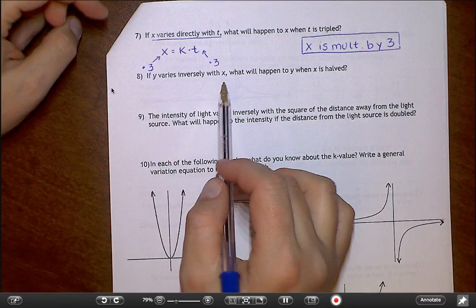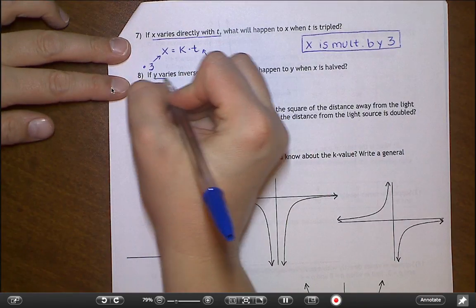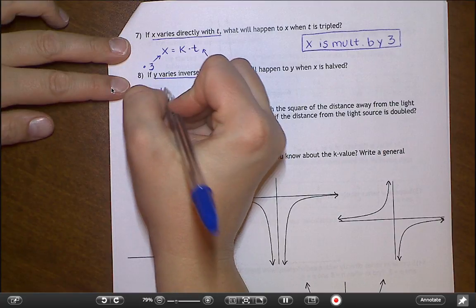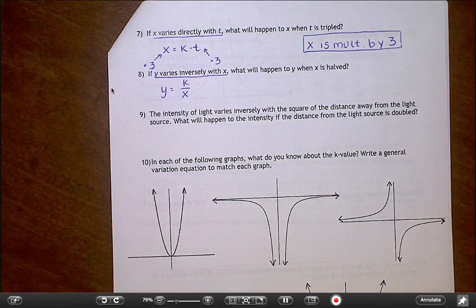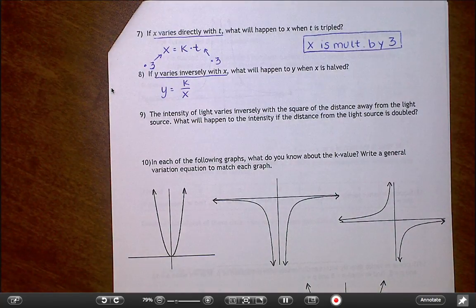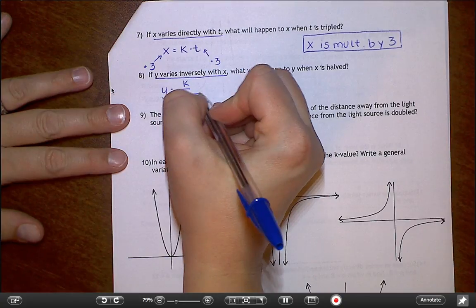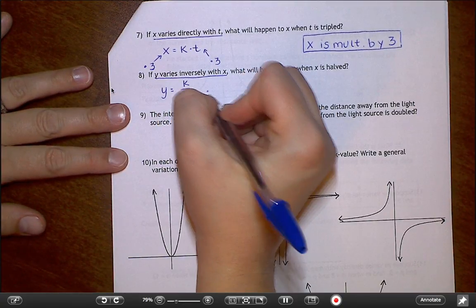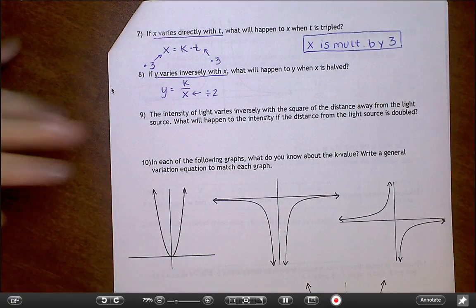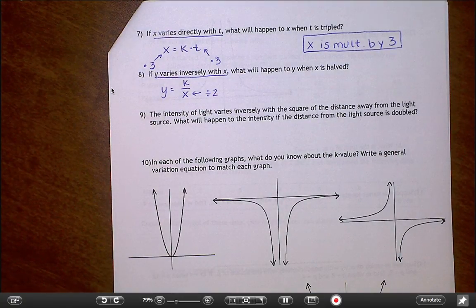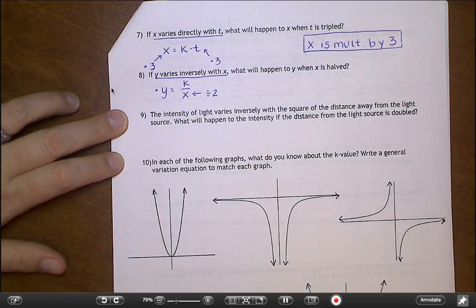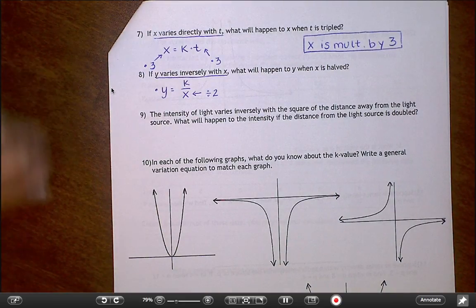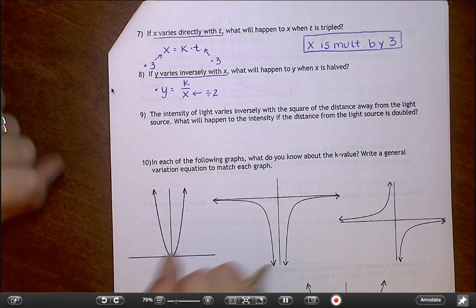If y varies inversely with x, so again, I'm going to take this and turn it into a variation equation. And inverse variation looks like this. Okay, so if y equals k over x, what happens to y when x is halved? So really what I'm saying is I'm going to take this x and divide by 2. Now I'm dealing with inverse variation. So with inverse variation, everything works the opposite on the opposite side. So if this is division over here, what I'm really going to end up with over here is multiplication. Okay, so it's opposite of each other when I'm working with inverse variation.